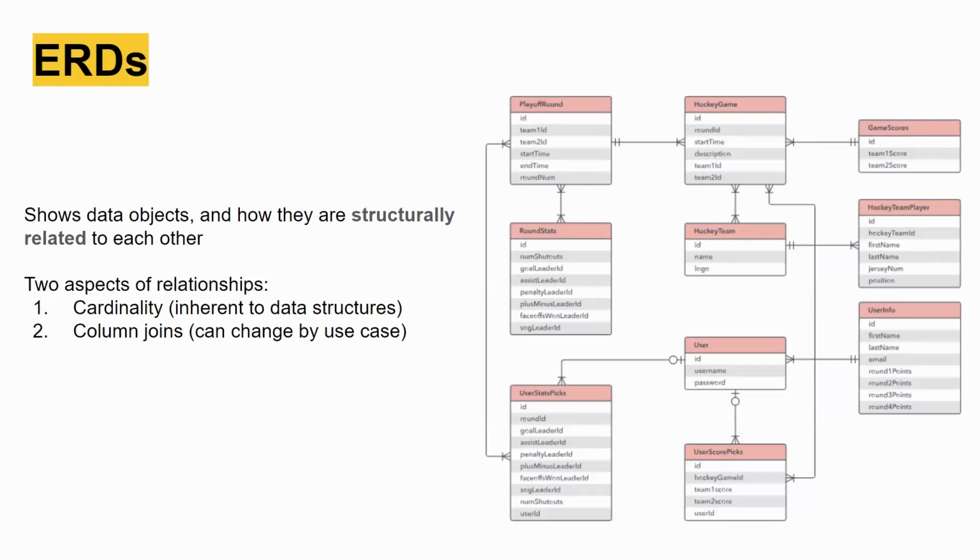So for example, in the playoff round table at the very top and the hockey game table in the very middle, they both have ID. So I know as an analyst, that's how I can combine these two data sets together.